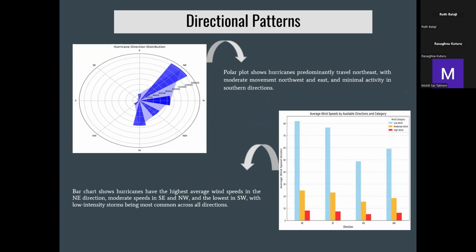Talking about the directional patterns, the polar plot indicates that hurricanes predominantly travel northeast, while the bar chart shows that the northeast-bound hurricanes have the highest wind speeds. These findings enhance evacuation planning and hazard management.